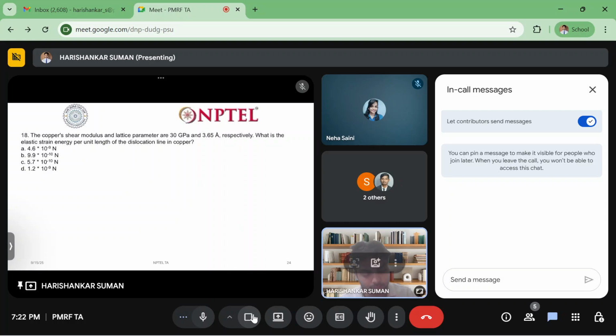Next question. The shear modulus and the lattice parameter of copper are 30 gigapascal and 3.65 angstrom respectively. What is the elastic strain energy per unit length of the dislocation line in copper? You can use the formula for energy: E is half G B square.